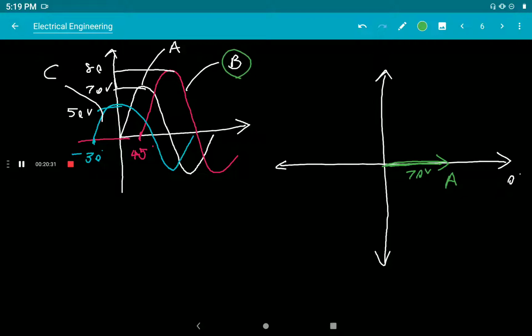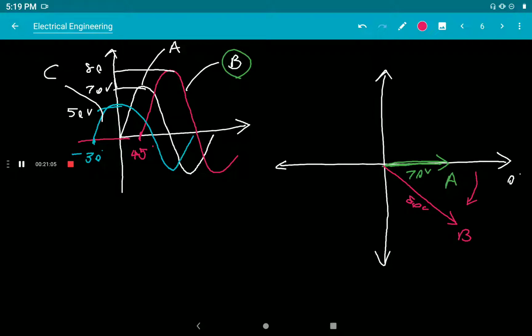And the second one, B. How can we represent B? B is lagging with respect to the reference wave. The waveform B is lagging by 45 degrees. So how do we mark that it is lagging by 45 degrees? We know that a lagging vector is represented in the clockwise direction. So take 45 degrees in the clockwise direction from the reference wave and mark the magnitude, that is 80 volt.